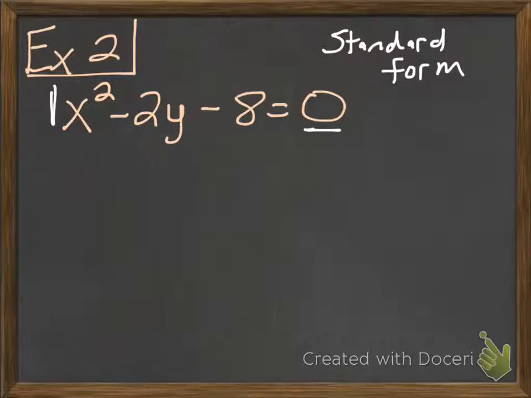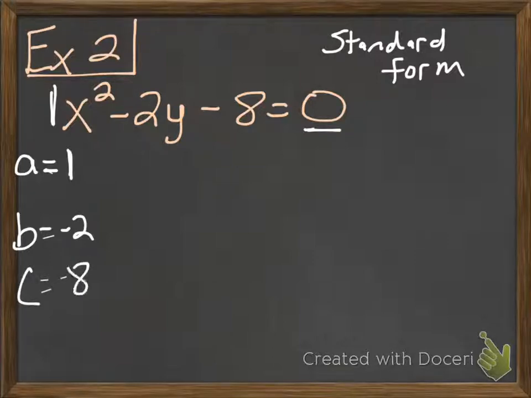I'm going to label my a, which is 1. I want a to be 1. That way I can factor. It's easy to factor when a is 1. B is negative 2. And c is negative 8.